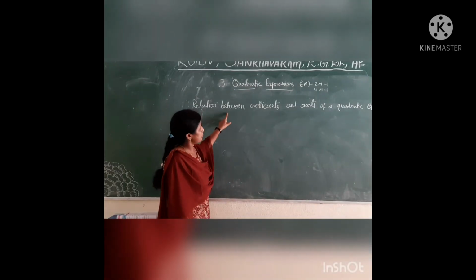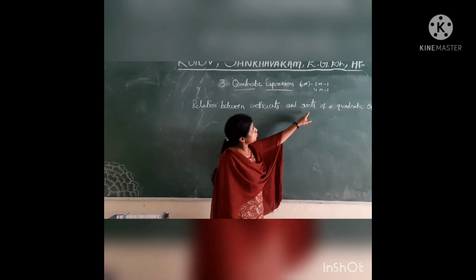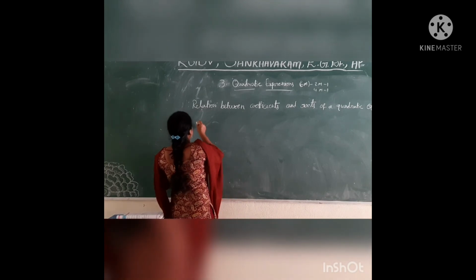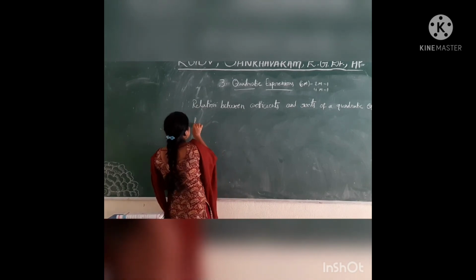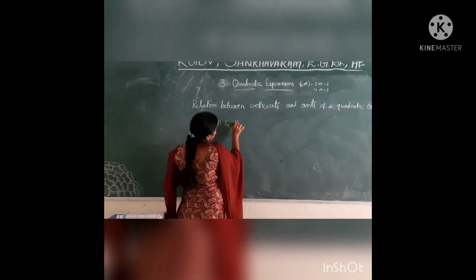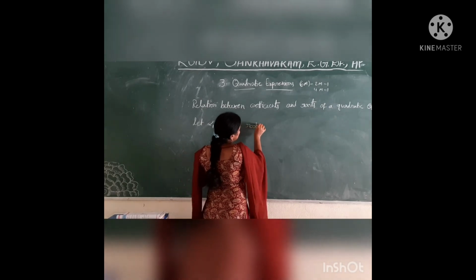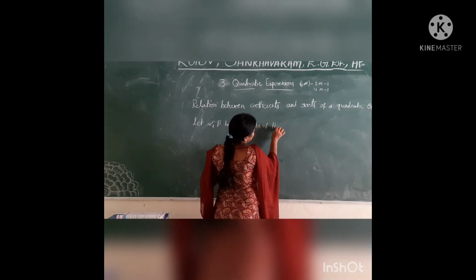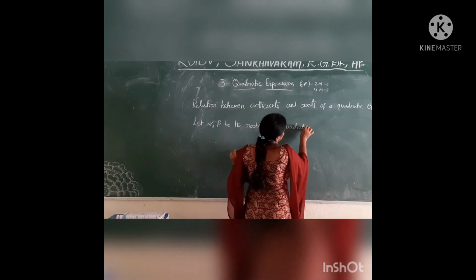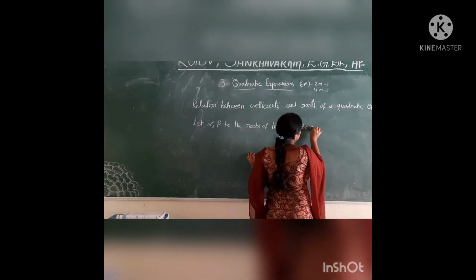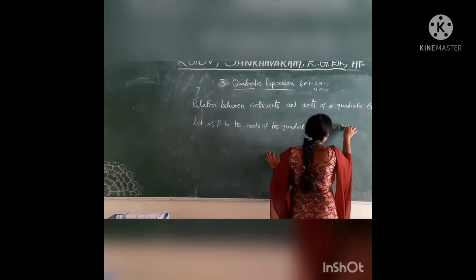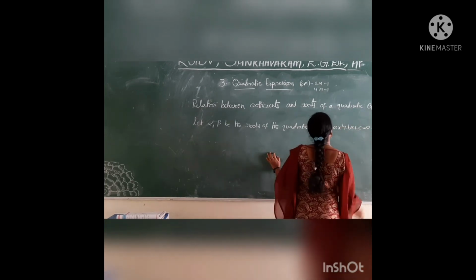Next, the relation between coefficients and roots of a quadratic equation. Okay, in this quadratic equation, let alpha and beta be the roots of the quadratic equation ax square plus bx plus c is equal to 0.